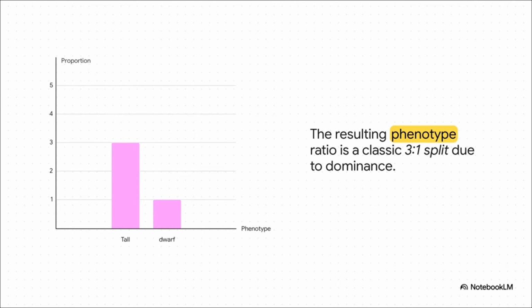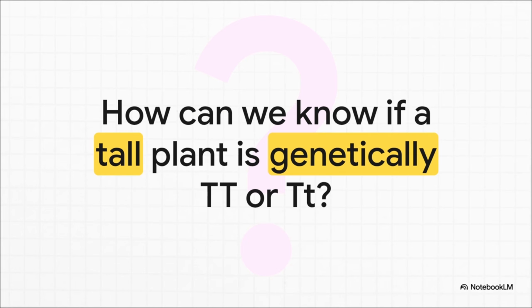If you count the genotypes, the letters, you get a 1:2:1 ratio. 1 TT, 2 Tt, and 1 small tt. But, and this is the important part, because that big T allele is dominant, both the TT and the Tt plants end up looking tall. And that's what gives us that classic famous phenotype ratio, 3 tall plants for every 1 dwarf plant. A perfect 3-to-1 split.